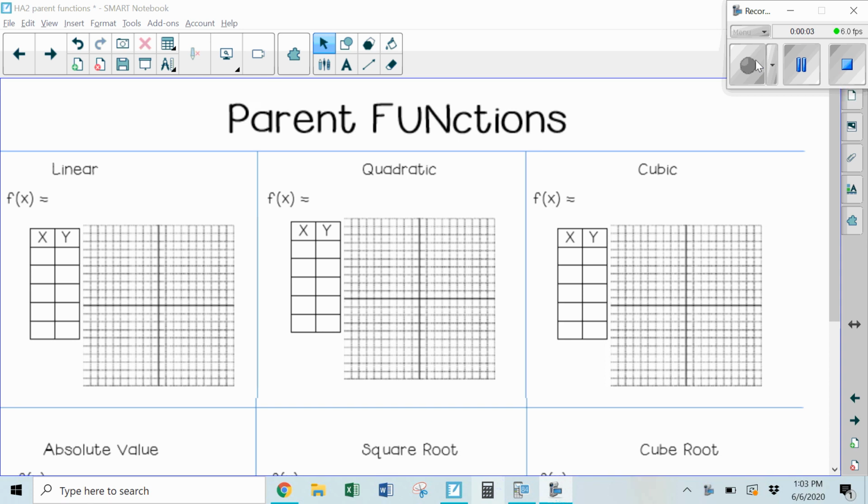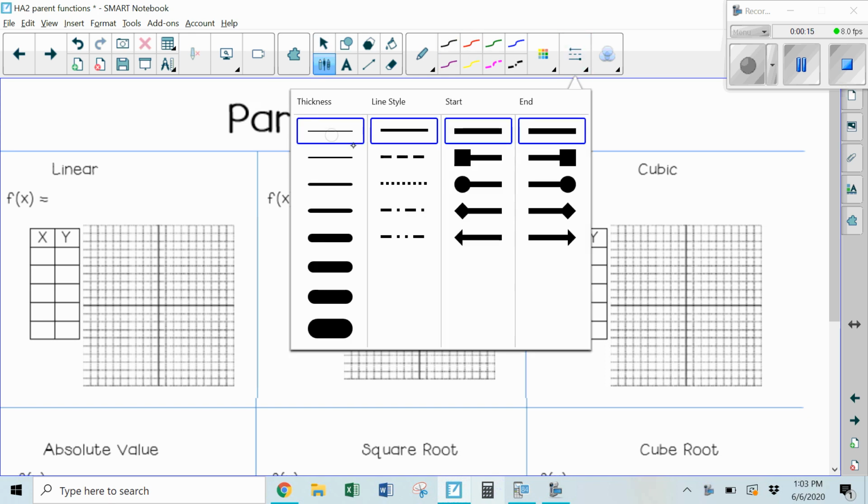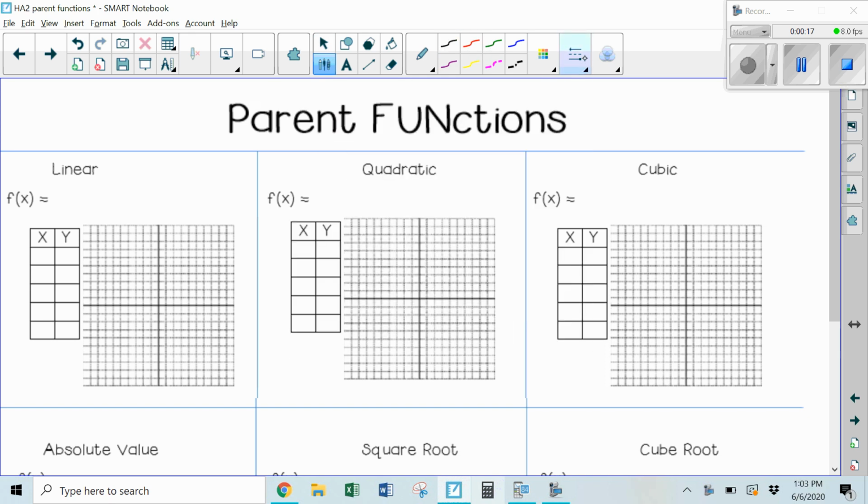All right, this is the second day of parent functions, so we're just going to quickly go over what the parent functions are again. You should know these, or at least be getting pretty close to doing these without a calculator. Remember, you don't have to show the table, but if you forget what it looks like, it would be helpful to make a table, which would create points, and then you would have a graph.